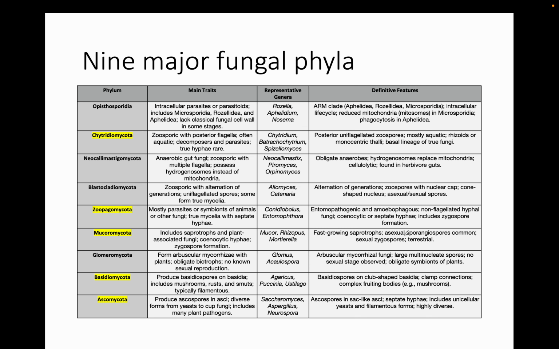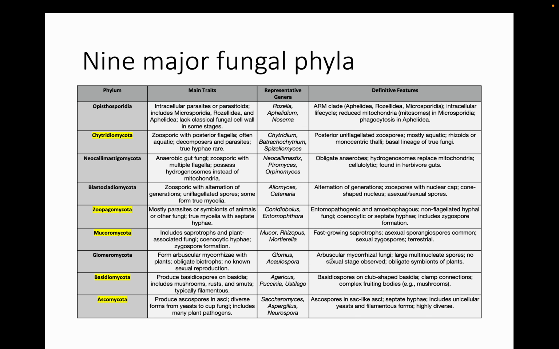The zoospores have flagella. Okay. Then we have Neocallimastigomycota and Blastocladiomycota, which are lesser-known fungal phyla. Just take note of their characteristics. Then we have Zoopagomycota and Mucoromycota, which are related to Zygomycota, no?